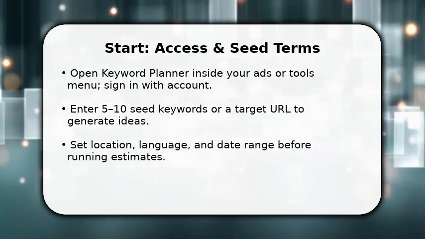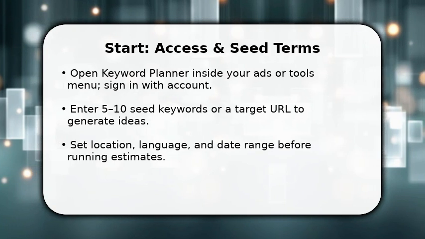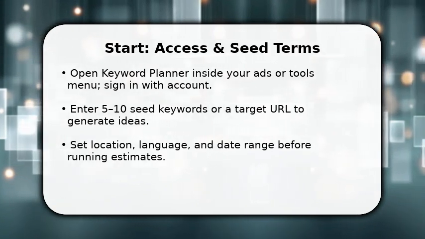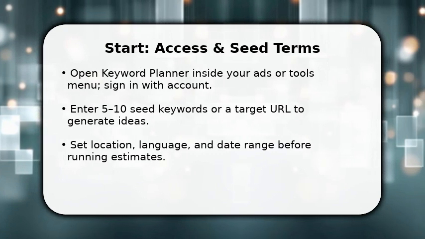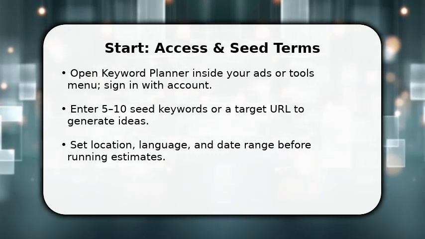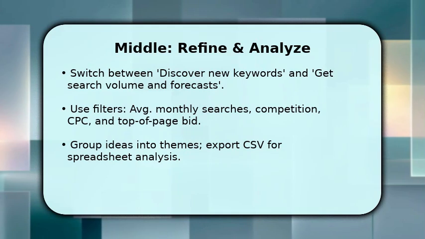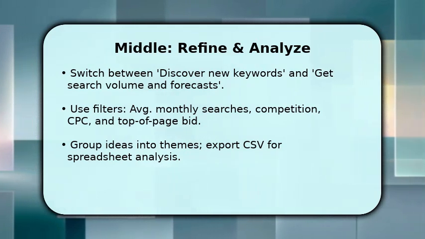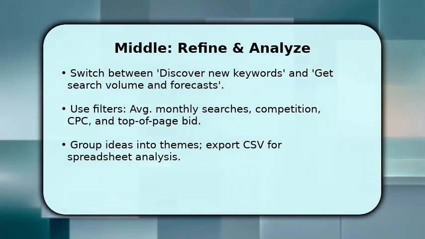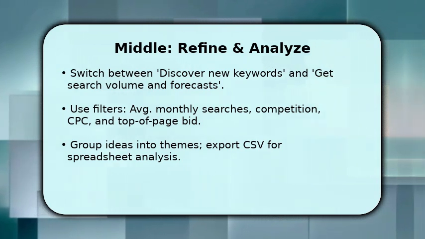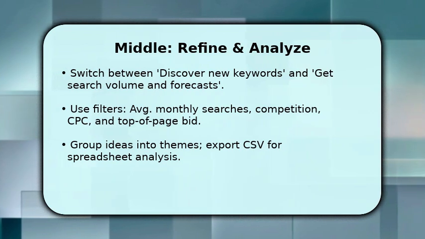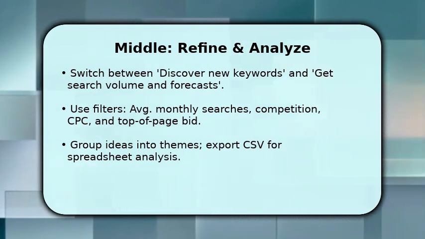Make sure to pick the right match type defaults: broad, phrase, exact, because that affects suggested traffic and cost estimates as you move into idea generation. Now you refine results. Toggle between discovery and forecast modes to get both ideas and numerical projections. Apply filters for average monthly searches, competition level, and estimated CPC so you focus on viable opportunities.